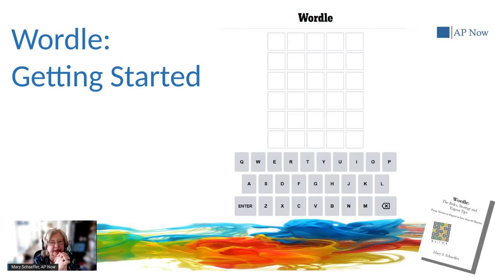So let's get started. First, with Wordle, you have only one game each day, and players have 6 chances to guess the 5-letter word. A green square indicates that you have a correct letter in the correct spot. A yellow square indicates that you have the correct letter but not in the correct spot.